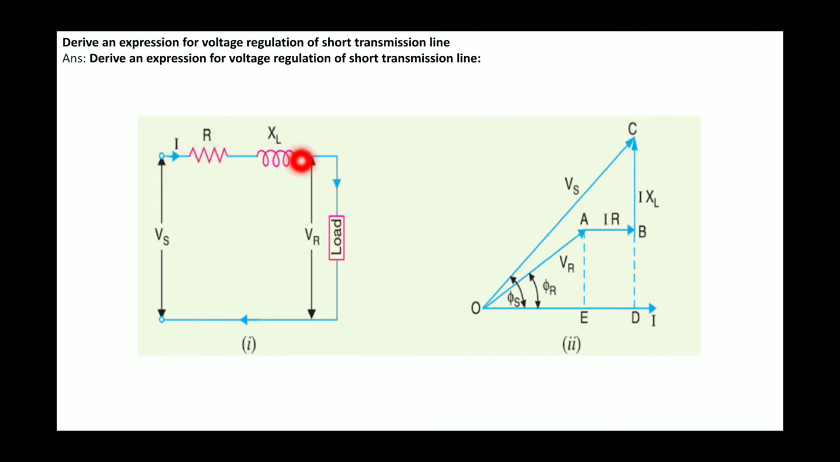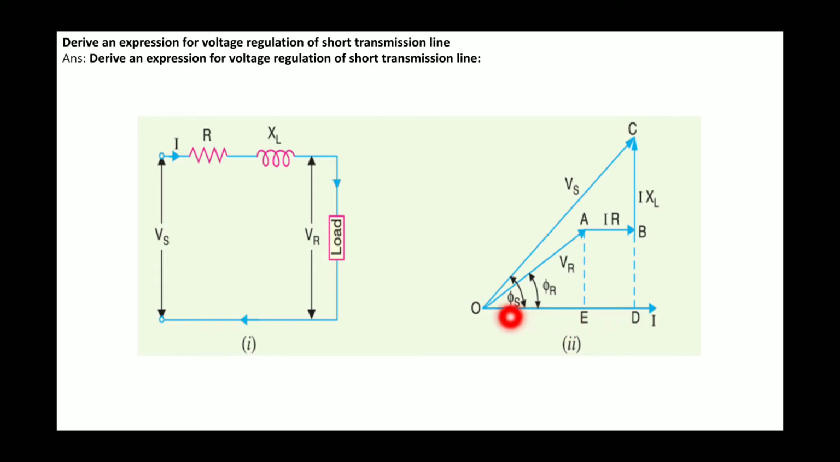This is the transmission line, which is connected to the load, and then there is a return path. This is the sending end voltage, this is the receiving end voltage. This one is the R and L. The transmission line is the combination of a resistor and an inductor. By using this equivalent diagram, we draw the phasor diagram.